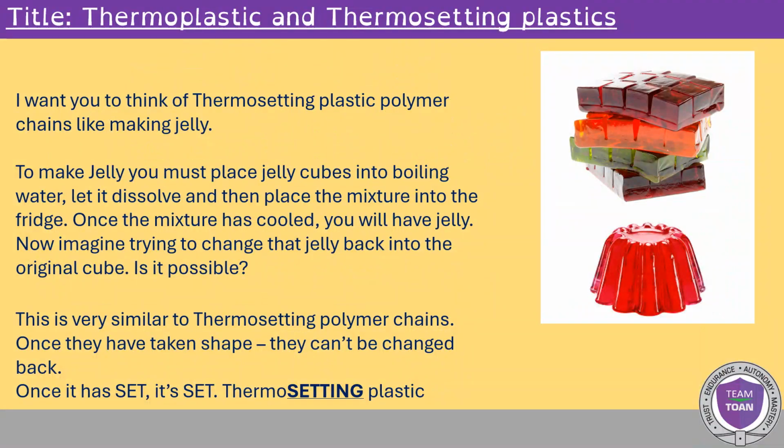So I want you to think of thermosetting plastic polymer chains like making jelly. To make jelly, you must place jelly cubes into boiling water, let it dissolve, and then place the mixture into the fridge. Once the mixture has cooled, you will have jelly. Now imagine trying to change that jelly back into its original state. Is it possible? No, it's not.